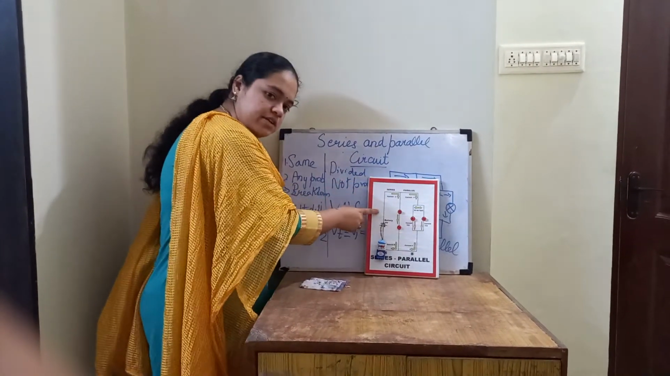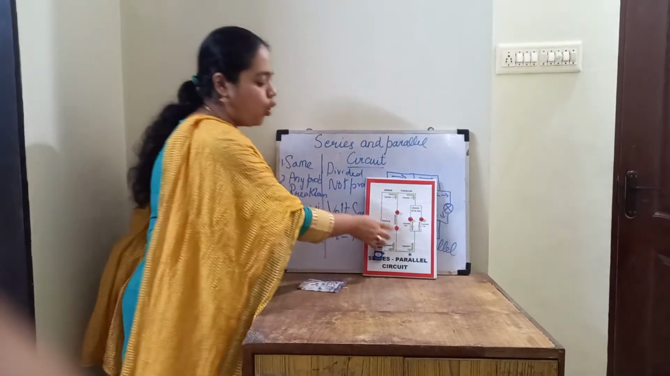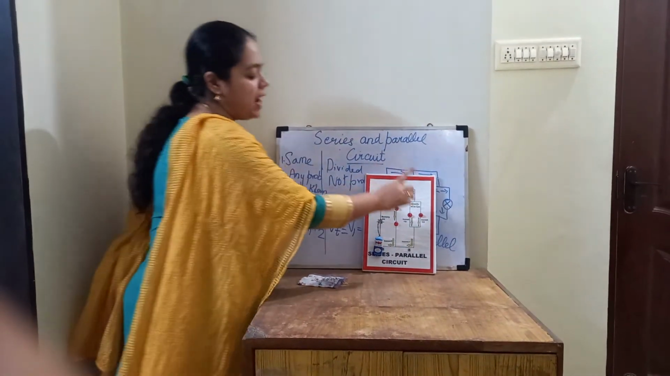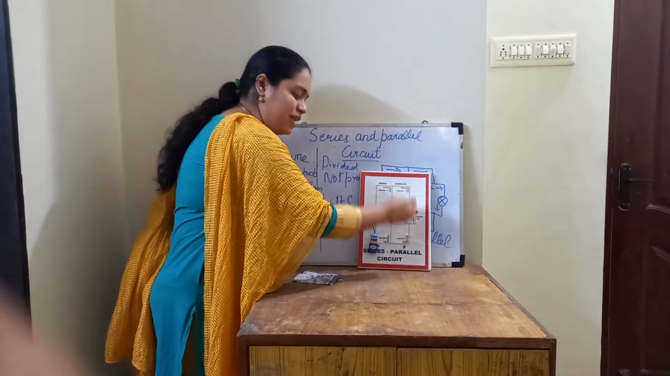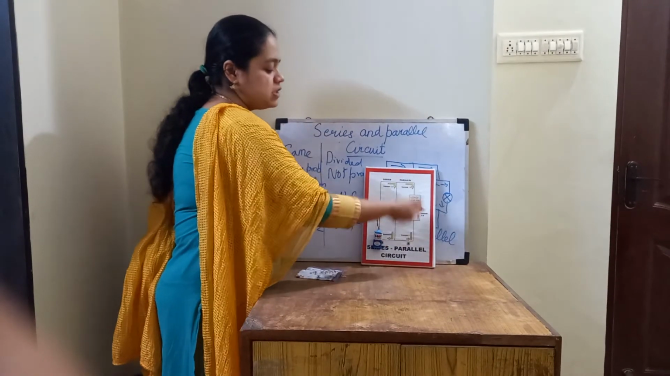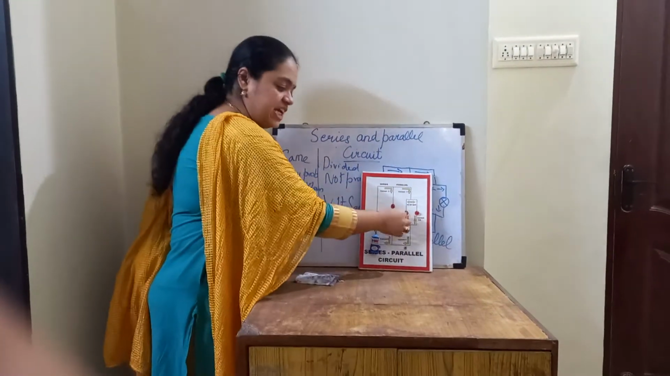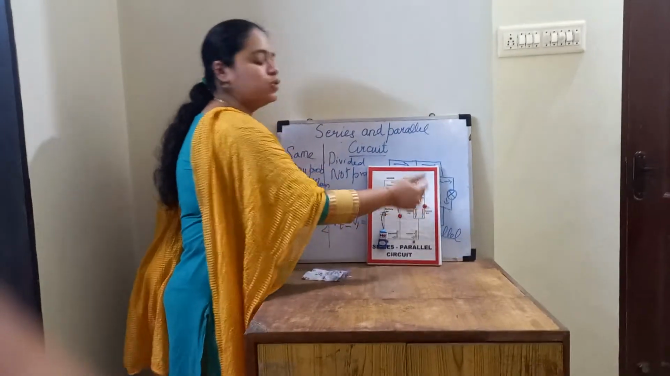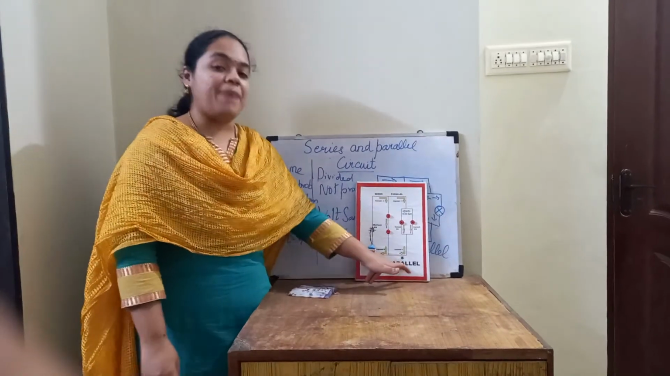When you take a series circuit, the current flow will differ, hence the voltage differs. But when you take a parallel circuit, the current flow will be equal for each resistor. Hence, when we find the voltage for each resistor and each bulb, it will be the same. So, this is the series and parallel circuit.